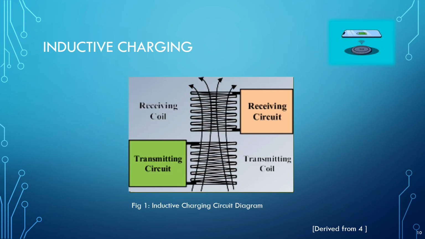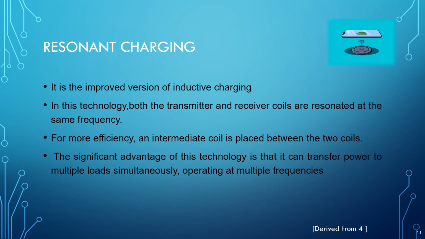This is the figure showing the working of an inductive charging circuit diagram. There are two coils shown as said earlier. The transmitting circuit and the receiver circuit is shown here. Power is transmitted as electromagnetic waves. Next is the resonance charging.